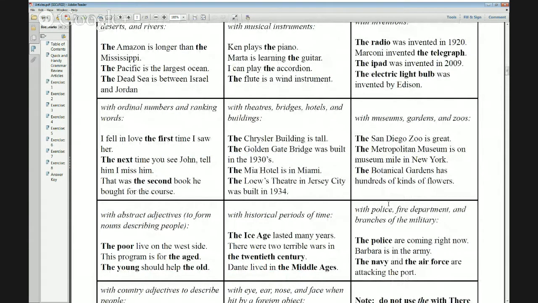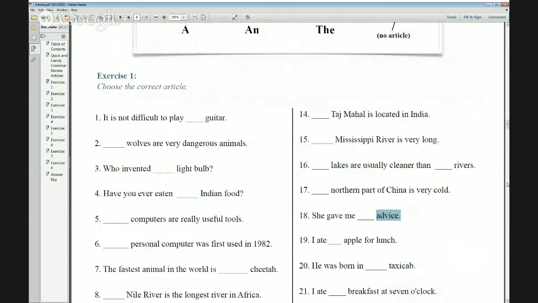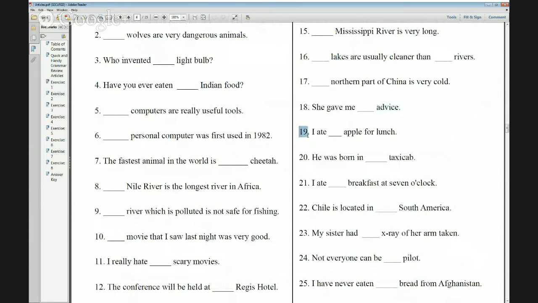You can say some advice. She gave me some advice, but not an advice because it's not countable. We cannot count it. Without article? Yeah, without article. So it cannot be advices? Yeah, we cannot say advices because we cannot count it. She gave me advice, yes? Yes, so she gave me advice. If you wanted to say, you can say she gave me some advice. Okay, 19.